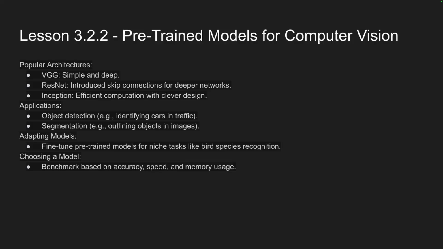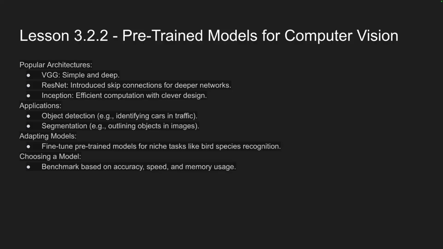But how do we actually use these models? One common application is object detection and segmentation. Imagine you're building a system to identify cars in traffic footage. A pre-trained model can help you detect where each car is in the frame and even segment out its exact boundaries. This is incredibly useful for applications like autonomous driving or surveillance.